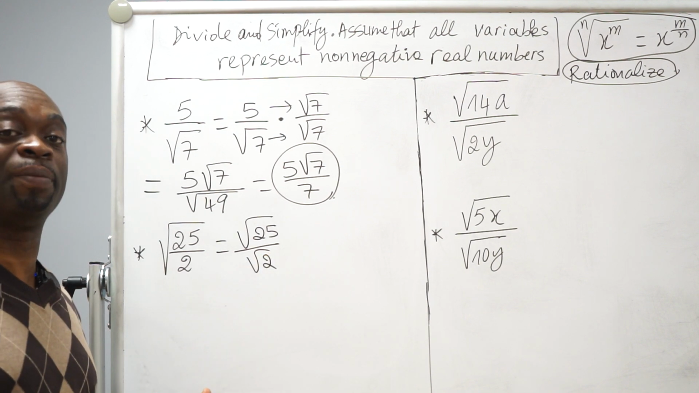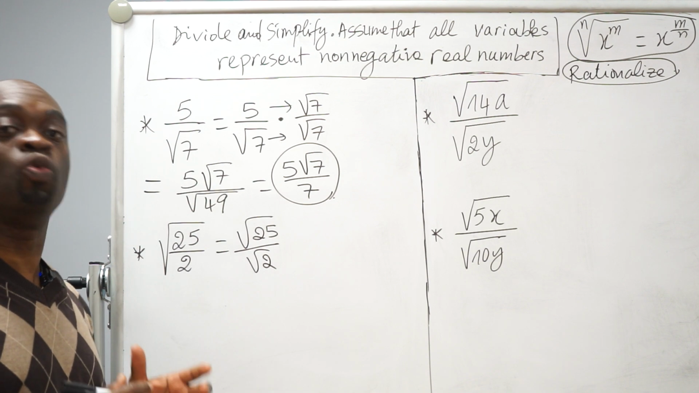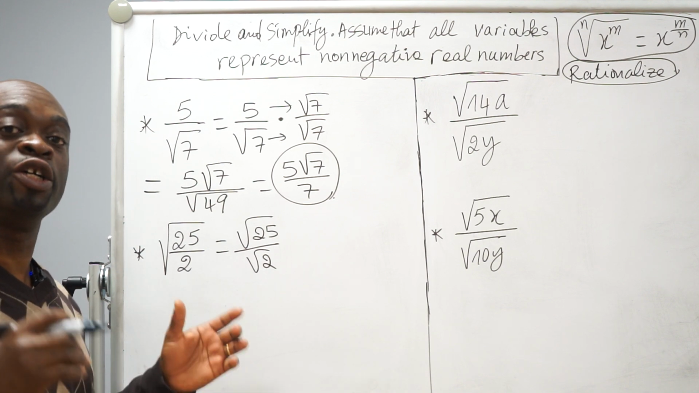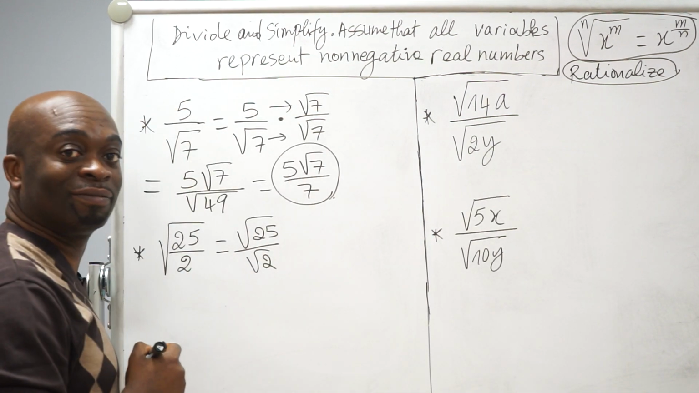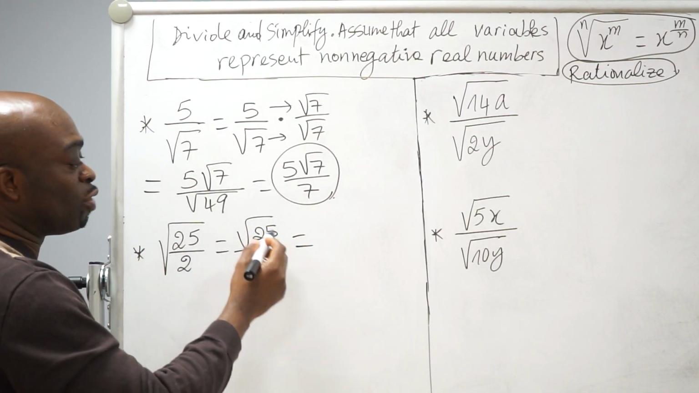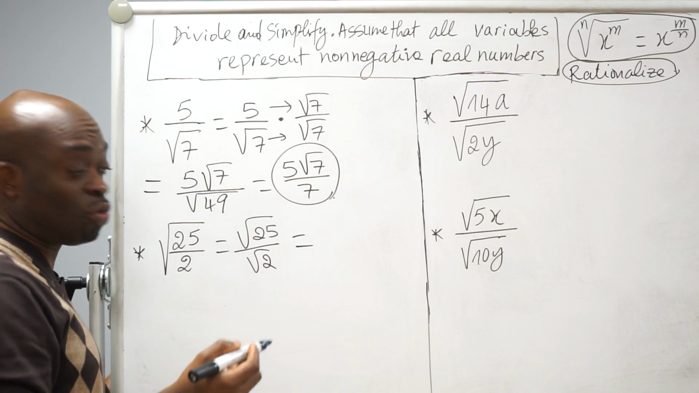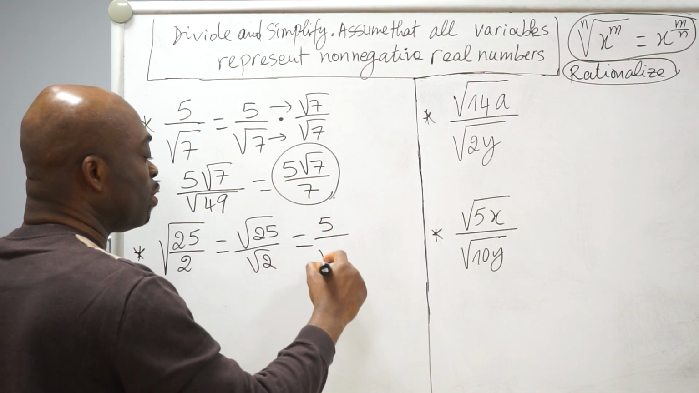And what did you say about having a radical, a square root, at the bottom of the fraction? We do not want it. Okay? To do that, that's what we call rationalizing. All right? Now, when we look at the problem here, square root of 25 is 5. So we can already also work on that. So it's going to be 5 over square root of 2.